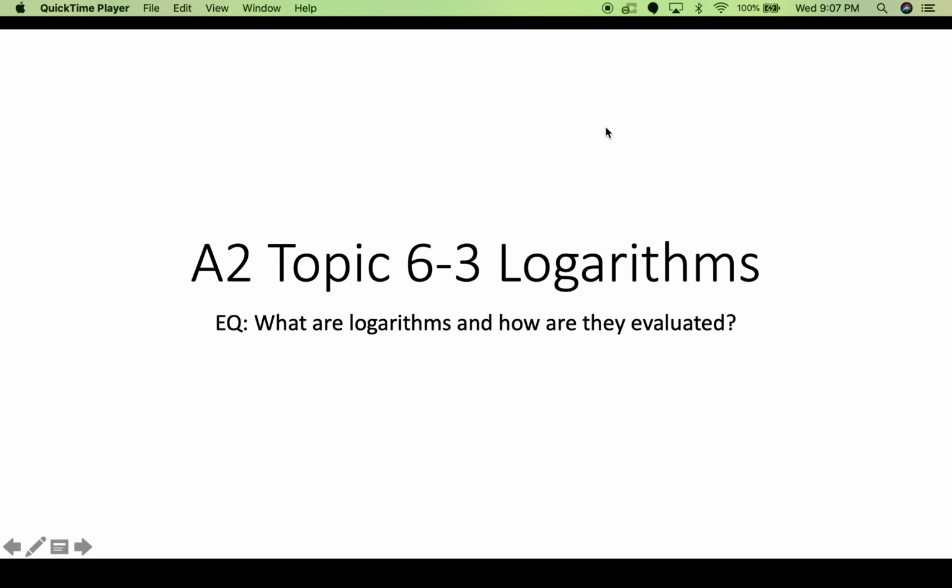Topic 6.3, Logarithms. The essential questions: what are logarithms and how are they evaluated? The easiest way for me to explain logarithm to you is to think of what's the inverse. So let's take a look.